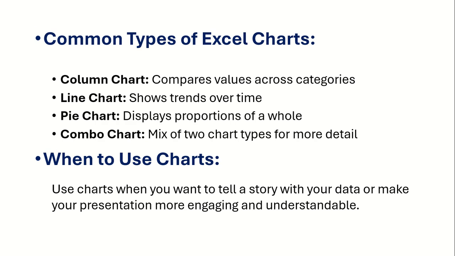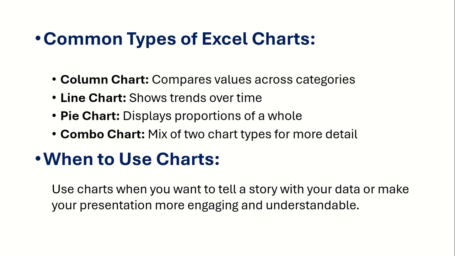So we have common types of Excel charts. We have the column chart, the line chart, the pie chart, and the combo chart. The column chart simply compares values across categories, like I've said earlier, and the line chart shows trends over time, like your sales over months or over a year. The pie chart displays proportions of a whole. Let's say you have a total sales figure coming from different regions, and you want to split that total into these regions to see how each region is contributing to the total sales.